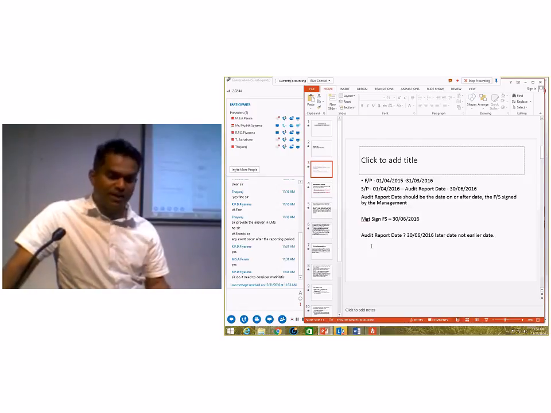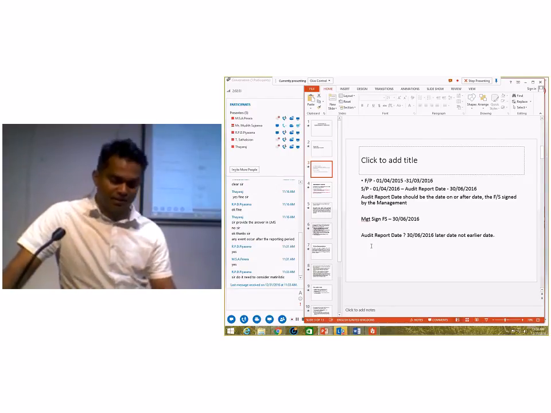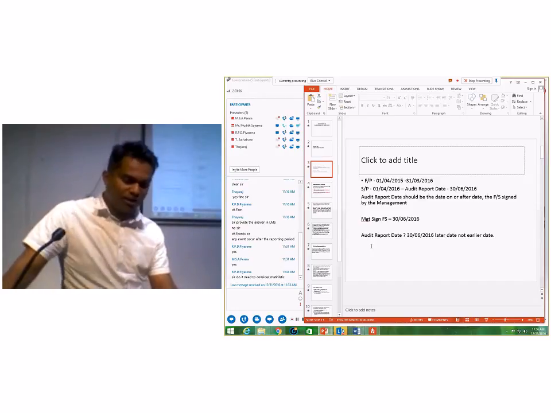Then there is no need to adjust, but if it is material, you can make a disclosure in the financial statements as a note. That is the treatment which has been discussed in LKAS on events after the reporting period, right? So that is what you want to know. As the auditors, you have to look into that.